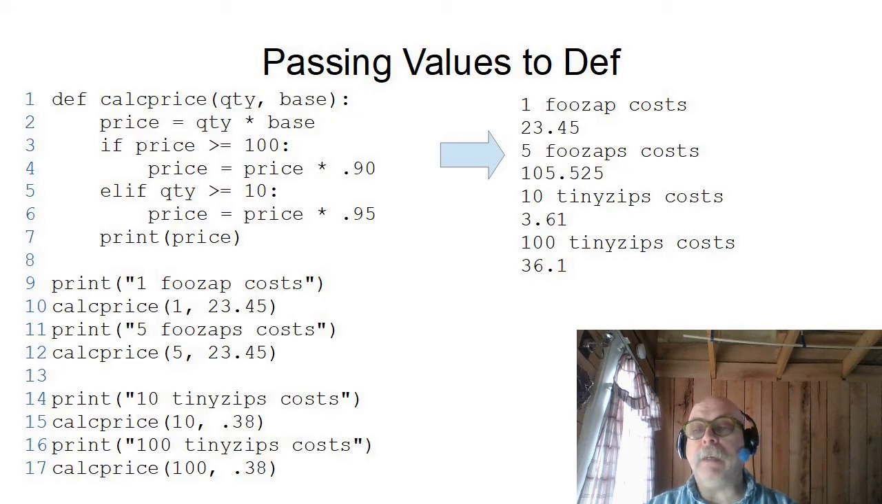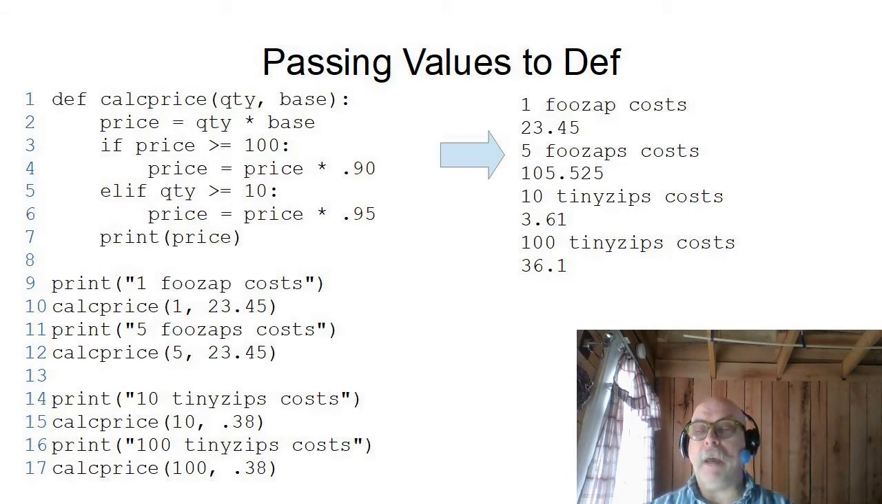So we can see that on line 9 and 10, I sell one Fuzap for $23.45, and you can see up above, one Fuzap costs $23.45. You can also then see on line 11 that I sell 5 Fuzaps at $23.45, and it extends that price. But because $23.45 times 5 is greater than $100, the price that's shown is the discounted price by 10%. And you can pull out your pocket calculator and see that.